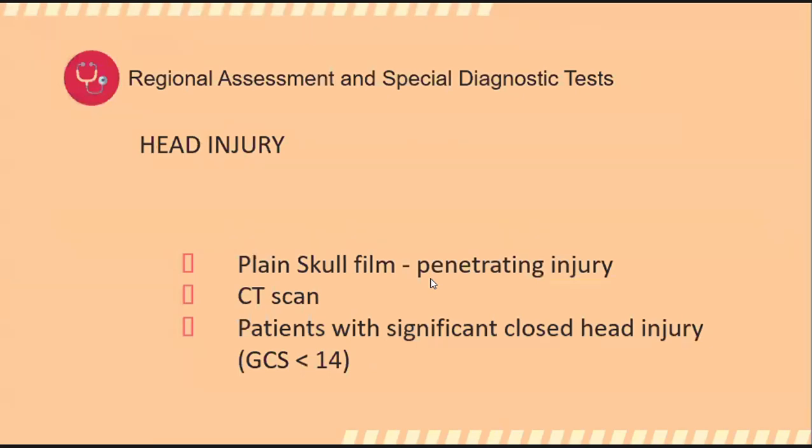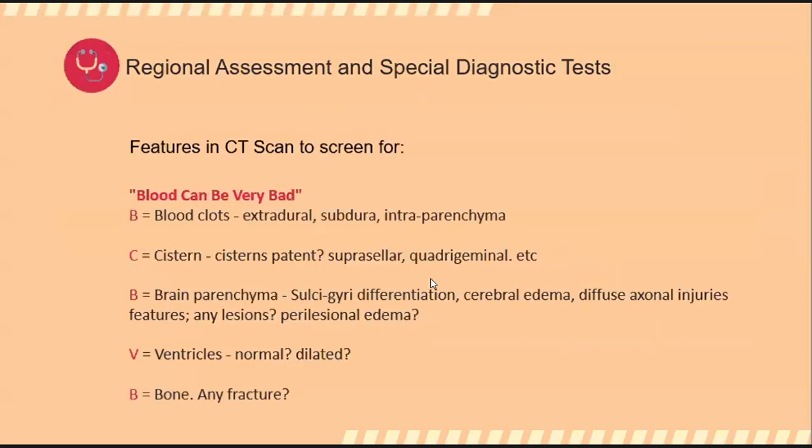For your head injury, if it is penetrating and you are in far-flung areas with no CT scan, you can do a plain skull film. But if you are here, CT scan is more ideal. Aside from the bone window, you can see if there is parenchymal injury or blood collection. So these are the features in CT scan that you need to identify. For blood clots, the mnemonic is BCBBB: Blood can be very bad.